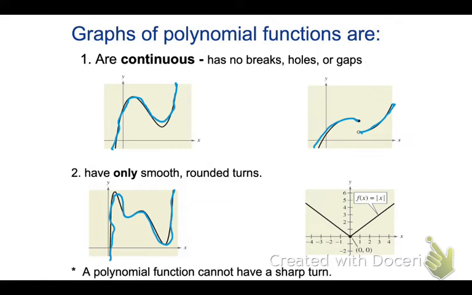Now, this next one says only have smooth, rounded turns. Is an absolute value function continuous? No, because it has a sharp turn. So a polynomial function has smooth, round turns. Nice and smooth. That's why I always yell at you when your parabolas look like mountains.